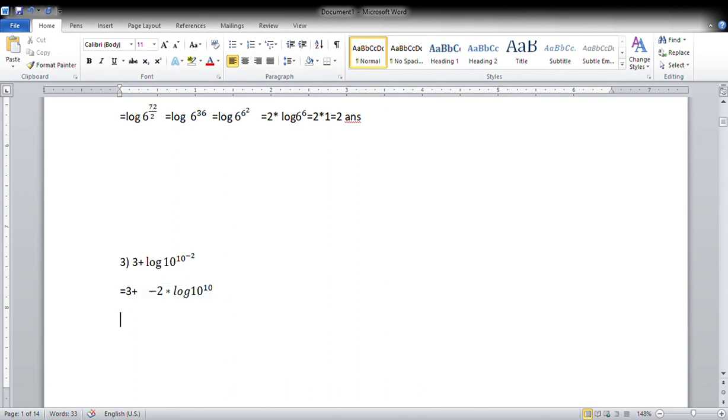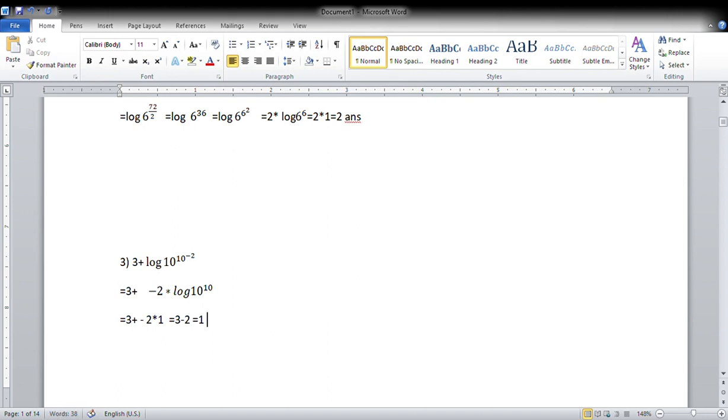So you can write it as 3 plus 2 multiply by, okay, what is that? Sorry, it should be minus 2, because this minus 2 will come to that side. So it's minus 2 multiplied by 1. So what is happening? 3 minus 2, that means 3 minus 2 is equal to 1.